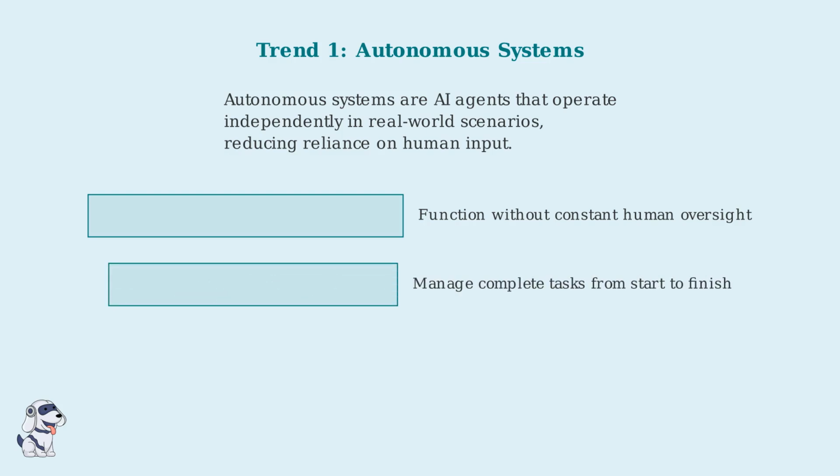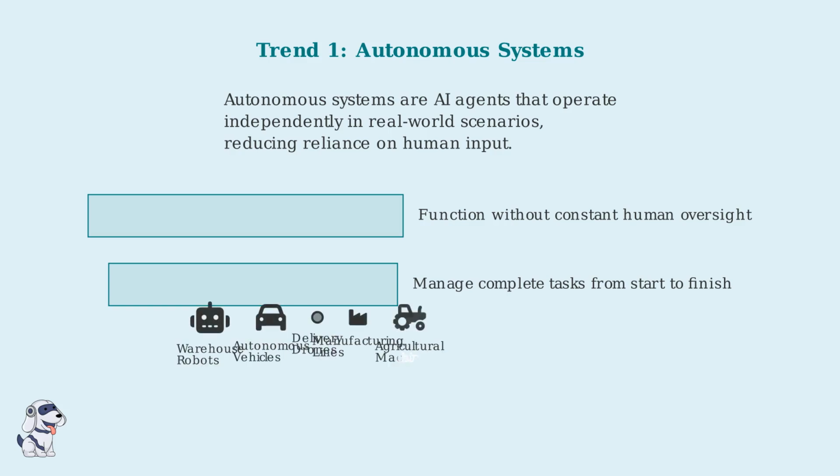They manage complete workflows from start to finish, handling complex operations autonomously. Examples include warehouse robots that sort and move inventory, autonomous vehicles for transportation, delivery drones for logistics, automated manufacturing lines, and robotic tractors in agriculture.